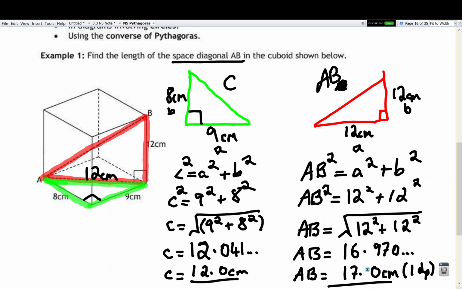Okay, so these 3-dimensional shapes, it's usually just a case of using Pythagoras twice. So just identifying what the right angle triangle is. Are you looking for a longer side? Usually you will be looking for the longer side, if that diagonal along the bottom of a cuboid, it's always going to be the longer side. So usually it is, but not always.